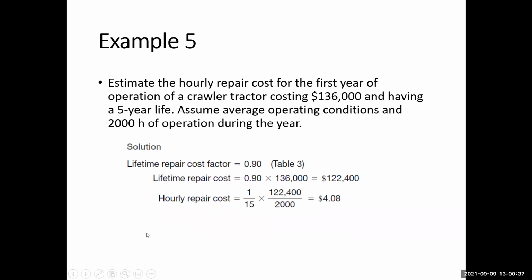So in this case, what we can see over here is that the lifetime repair cost factor is 0.9. We get this value from table 3. In table 3, we have the crawler tractor and average operating conditions. So I can go to table 3.